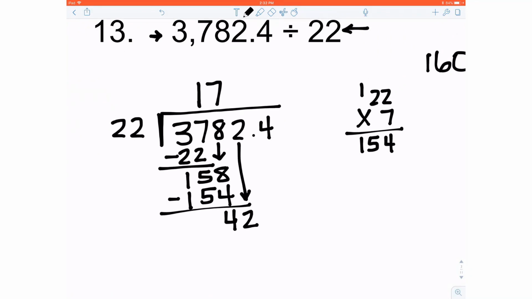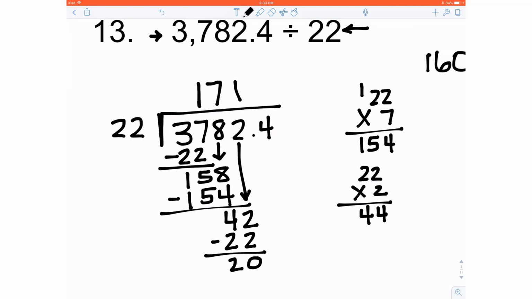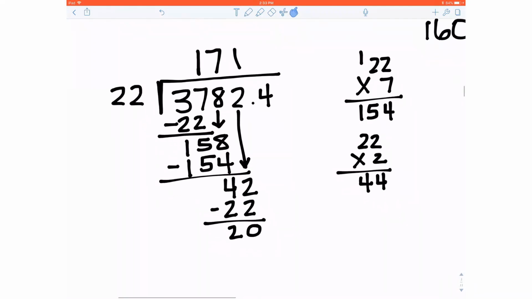Okay. 22 goes into 42 one time. So I know, and I'm going to show you why. 22 times 2, 2 times 2 is 4, 2 times 2 is 4. It's 44. So I can't go up to 2. I have to stay at 1. Okay? So I'm going to put 1. 22 times 1 is 22. 2 minus 2 is 0. 4 minus 2 is 2. And there we go. Now we finally got, I know it took us a while, but we finally got to our decimal.